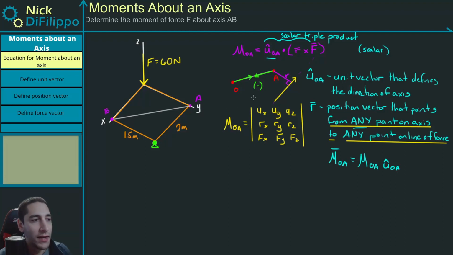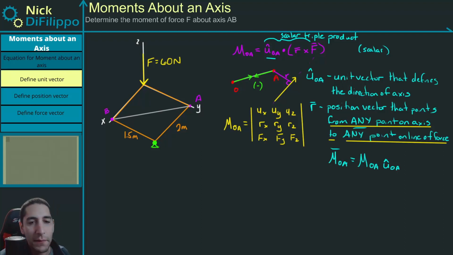Okay, now let's look at an example. In this example, I'm applying a force of 60 newtons in the downward z direction. I am asked to determine the moment of a force about the axis AB. And what's the first step? Well, first, I'm going to define my unit vector. So my unit vector, I'm able to point from B to A or from A to B.